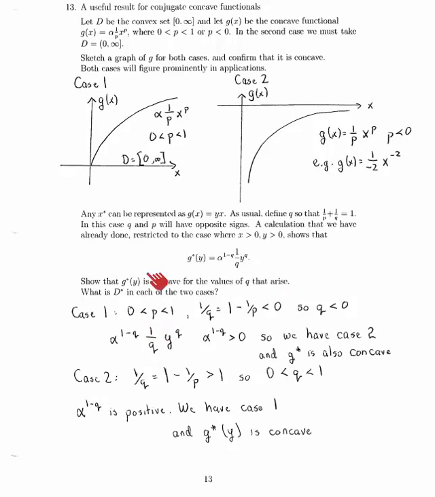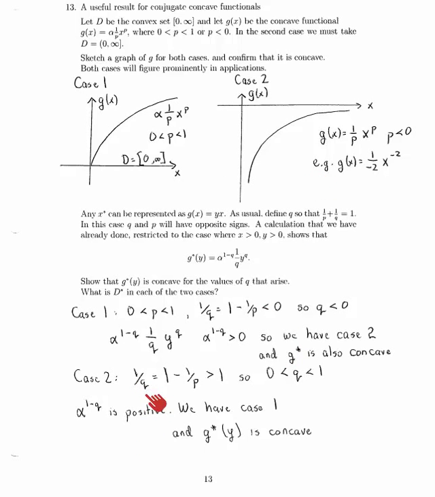Let's see what happens. In case 1, we have an exponent that's in between 0 and 1. So if I take 1 over q, which is 1 minus 1 over p, since p is less than 1, 1 over p will be greater than 1, and this will come out to be less than 0, and q will be less than 0. In other words, if we take the conjugate functional for case 1, we get a conjugate functional that is of the form that we've described as case 2, and concave turned into concave. Does it work the other way around?